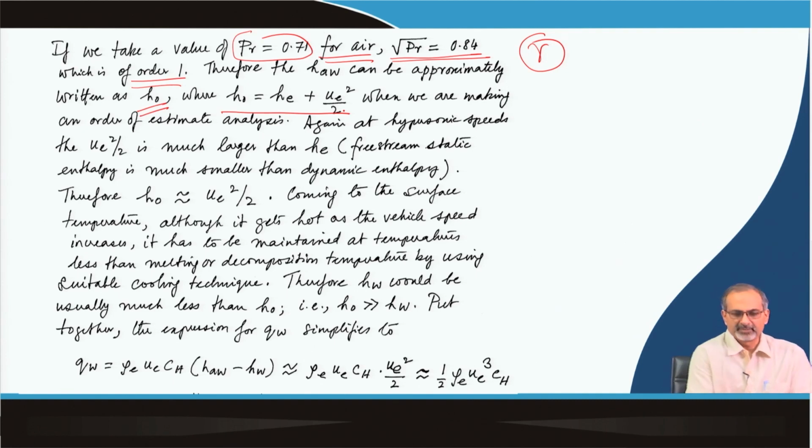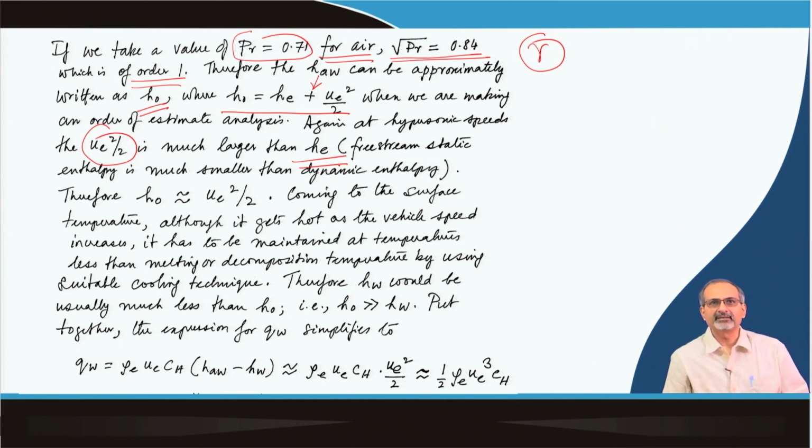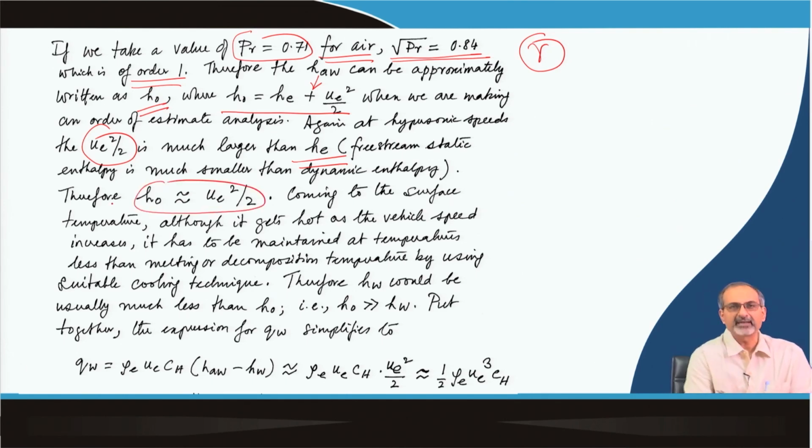Again, at hypersonic speeds, the UE square which figures over here is much larger than HE, the free stream static enthalpy, because the dynamic enthalpy is going to be very large as the Mach number increases. Therefore, for all practical purposes, as Mach number becomes large, H naught is approximately represented by the UE square by 2 term.